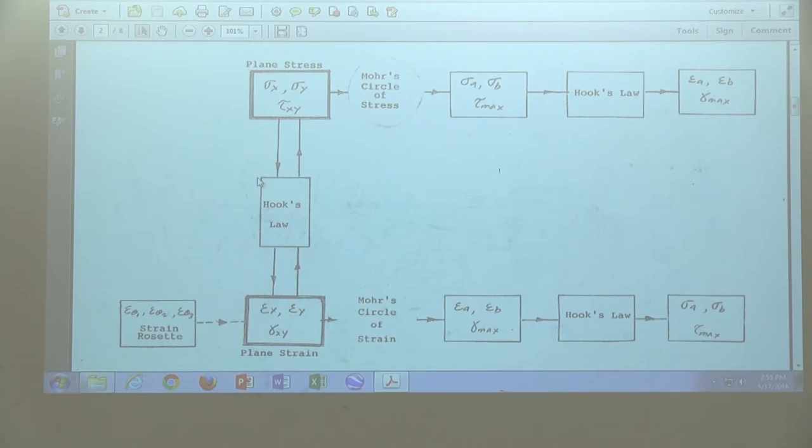Now, the next question is, how do we measure epsilon? So this is what I want to do. This is, again, new material. So how do we come up with it? If I want to start from here, I need to have what we call gauges. Now, the gauges are shown on this page. So let's go back again. This is a gauge, the picture of a gauge. This is it.